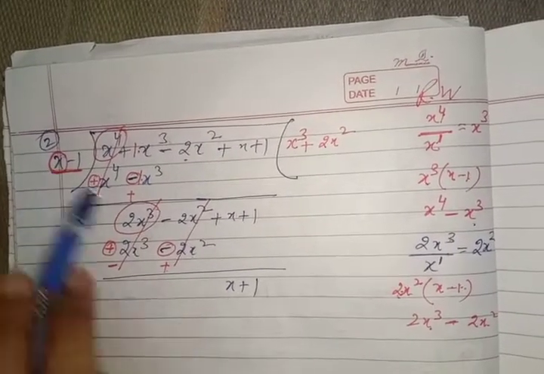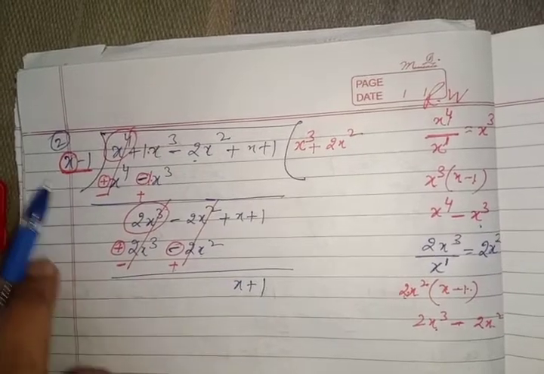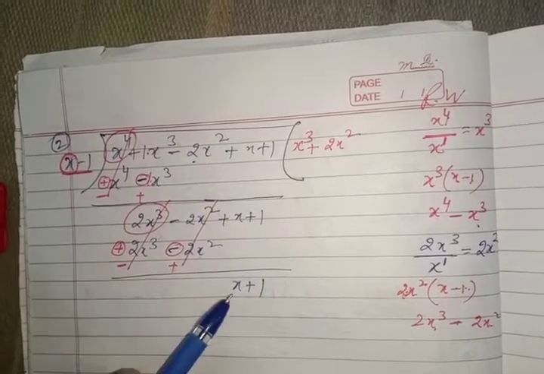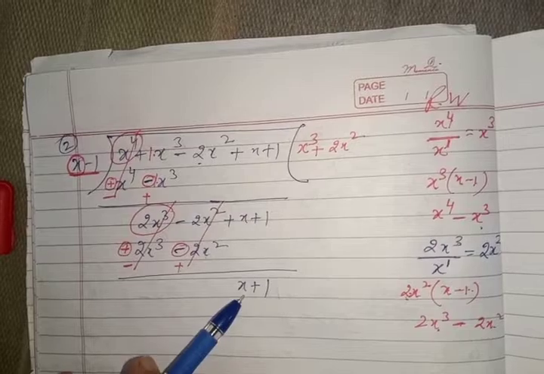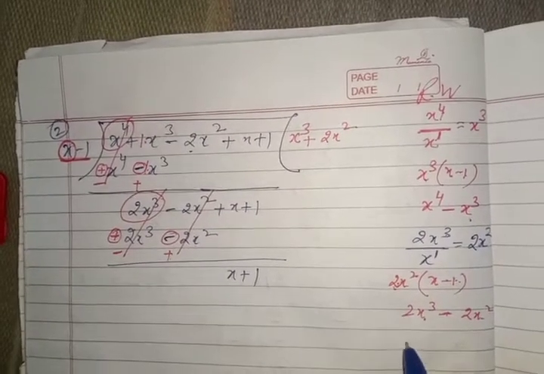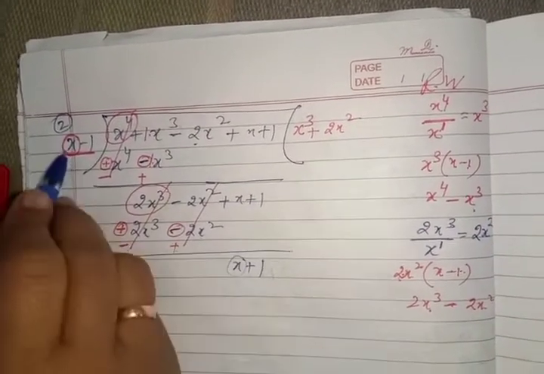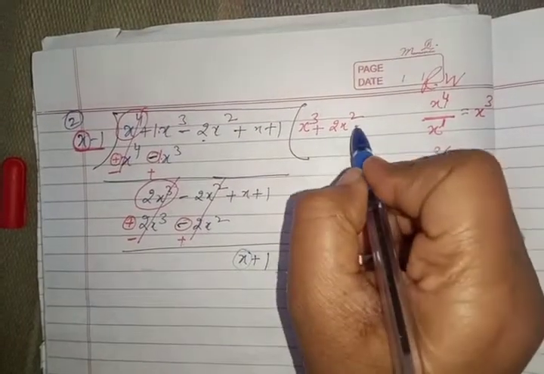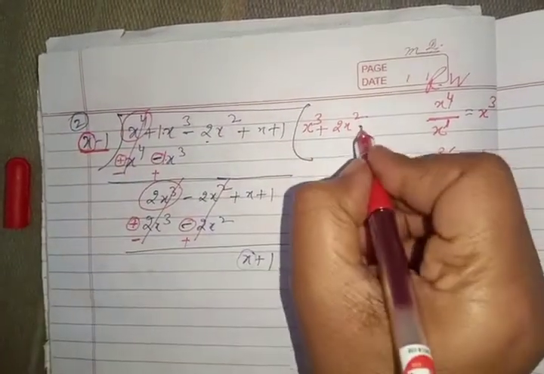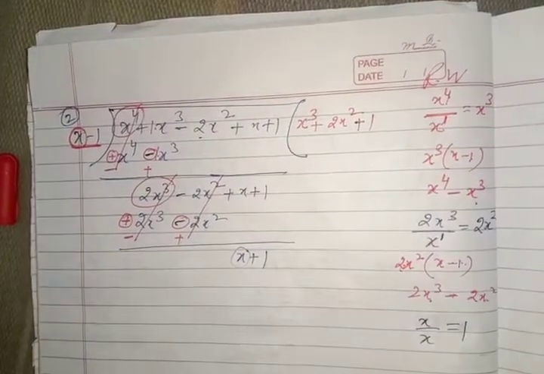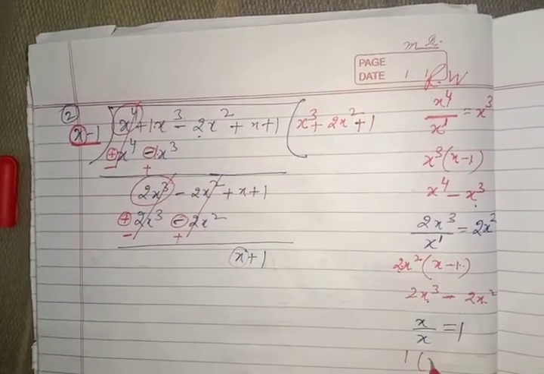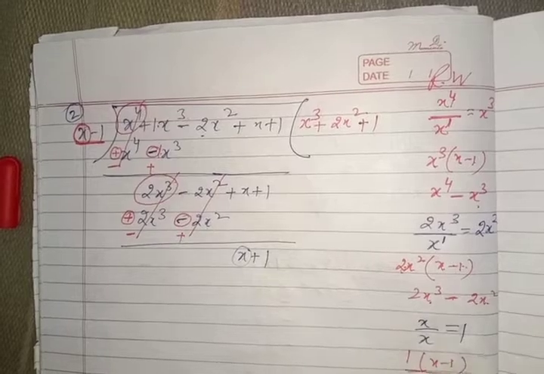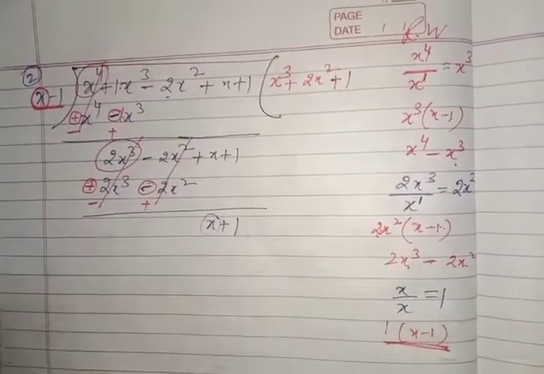This is x, this is x. Still we can divide because its power is 1, its power is 1. This is linear, this is linear. So we again divide this x with this x. x by x is 1. It means the next quotient that we will get is 1. Now multiply this 1 with x minus 1. Same, we will get x minus 1.